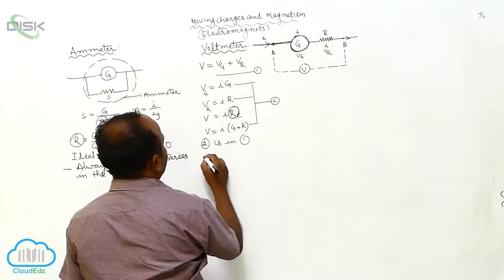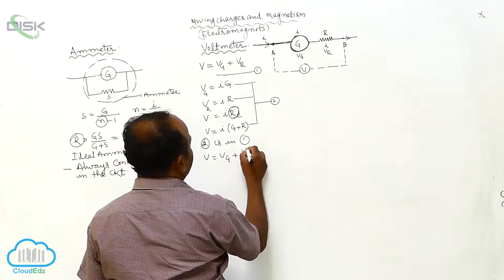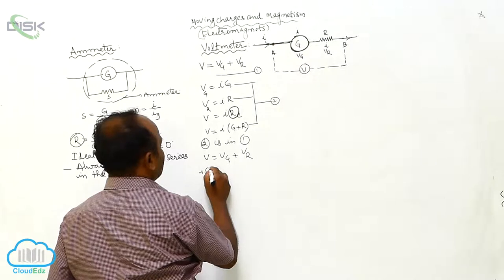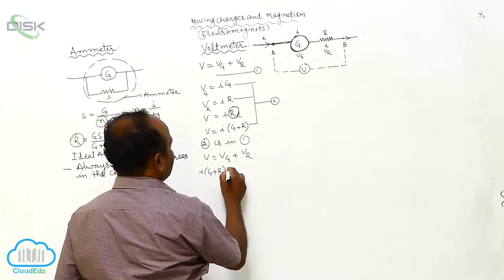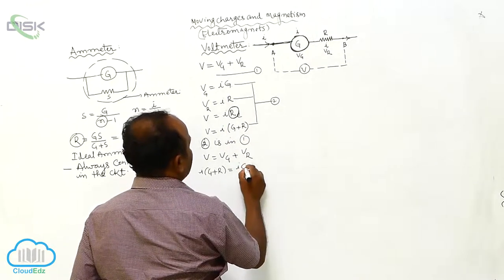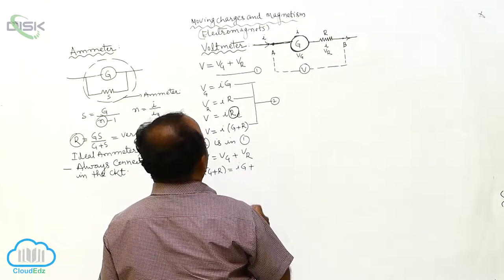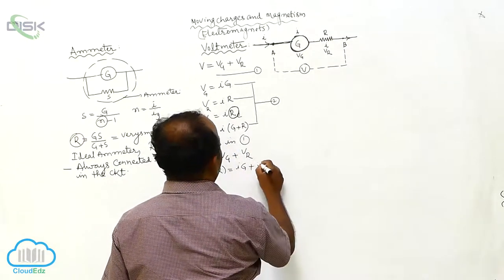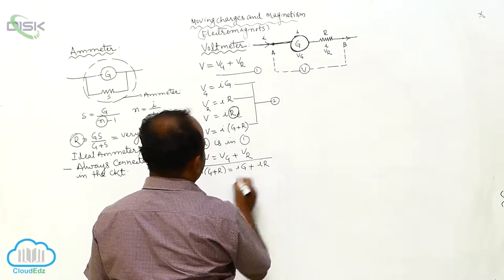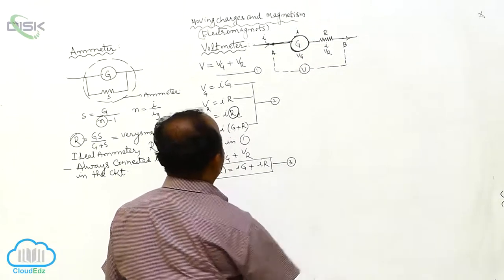Therefore, V is equal to Vg plus Vr. Therefore, V is equal to I into G plus R. Vg is equal to I into G, and Vr is equal to I into R. This is the one relation you want to calculate. Next, this is called the third equation.